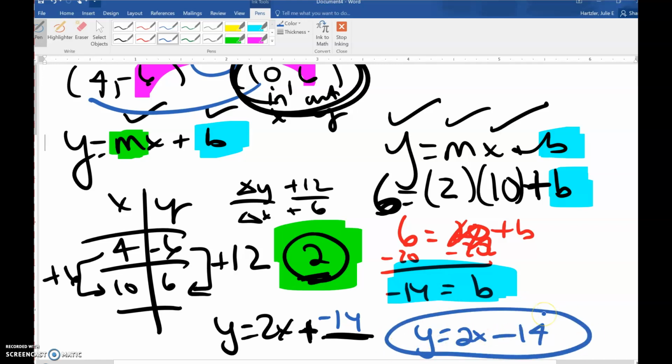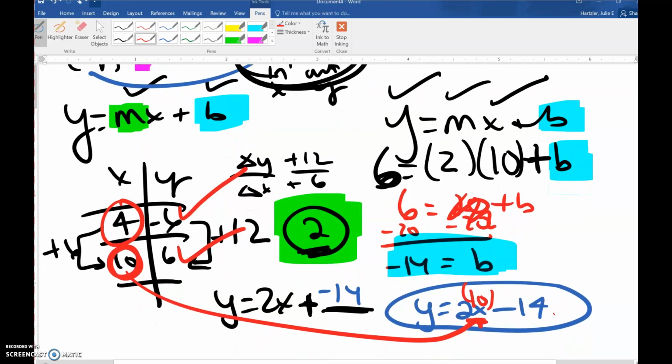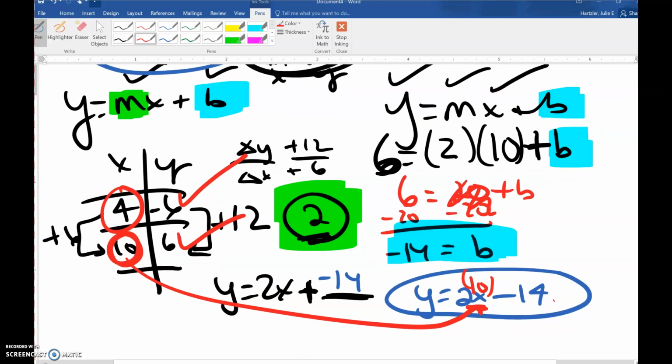All right, so now you can check your answers. Nice thing is you have 2 of them to check. So if you input 4, that would be 8 minus 14 is negative 6. That checks. And input 10. So if you put 10 in here, what would that be? 20 minus 14 is 6. Yep. So since both my input and output work, I know my formula is right.